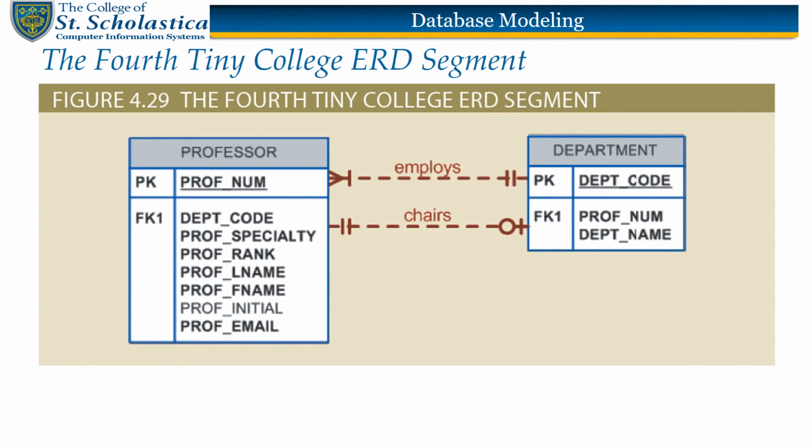Each department should have one or more professors assigned to it. One and only one of those professors chairs the department, and no professor is required to accept the chair position. Therefore, department is optional to professor in the, quote, chairs, end quote, relationship. Those relationships are summarized in the ER segment shown in Figure 4.29.